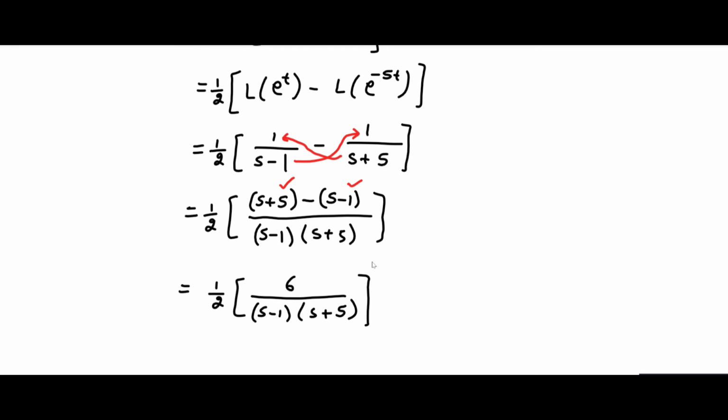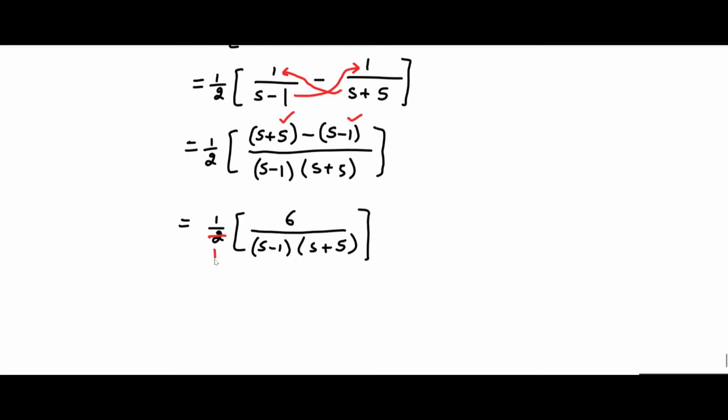If you cancel out, it's 2 one times over here and 2 three times. So you will be getting the solution equal to 3 divided by s minus 1 into s plus 5. So that is the final solution. Let us move on to the next question.